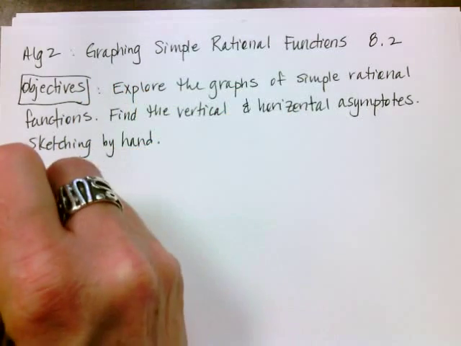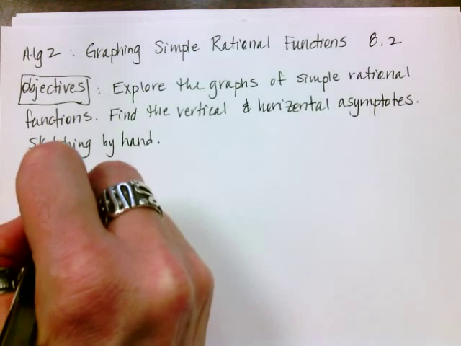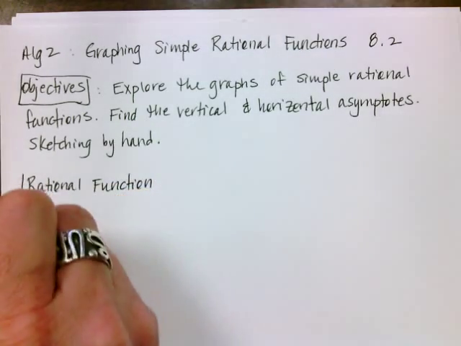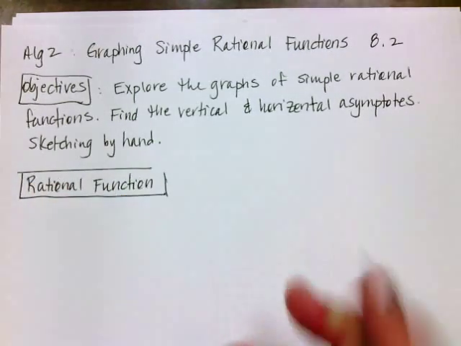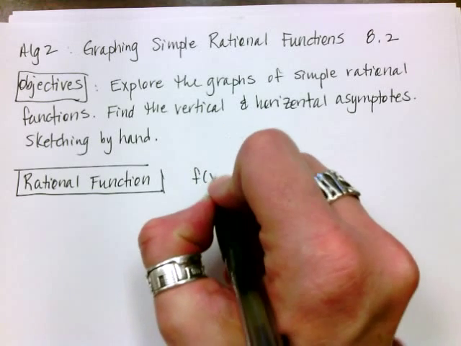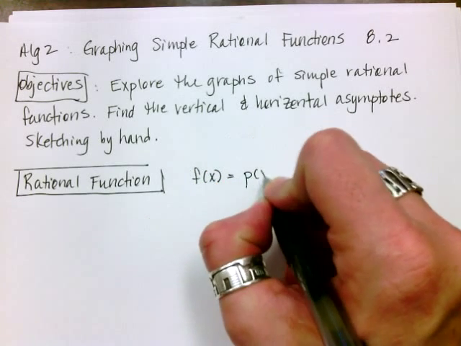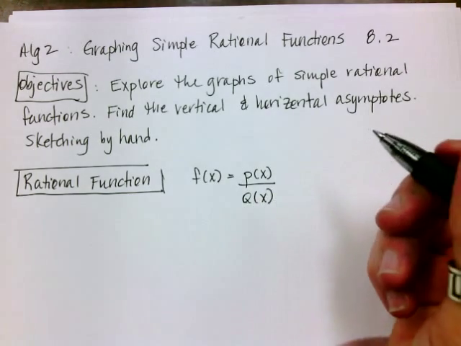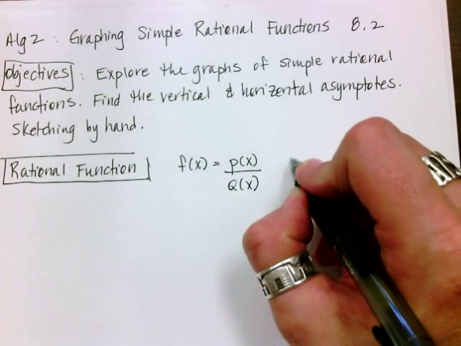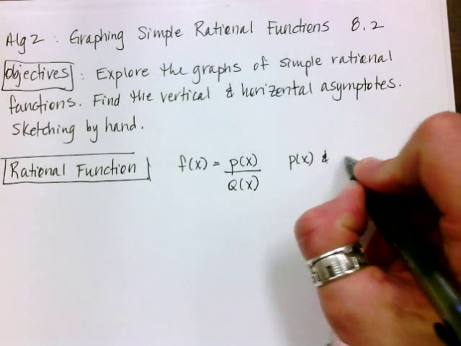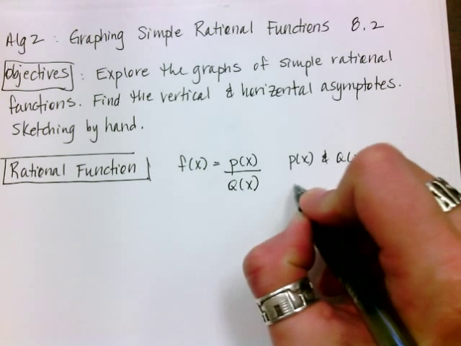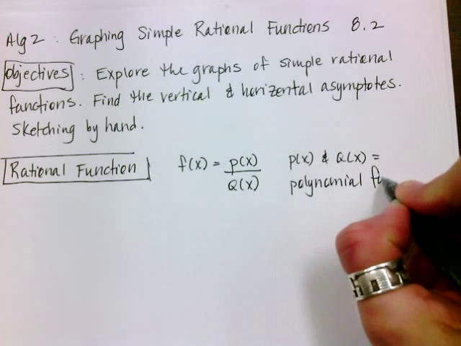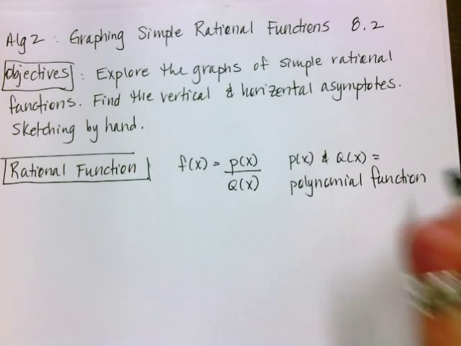Alright, so the first thing that I want to define is a rational function. A rational function is a function that is another function on the top divided by a function on the bottom. I'm going to note that p of x and q of x are going to be polynomial functions. So I'm going to have a function divided by a function.